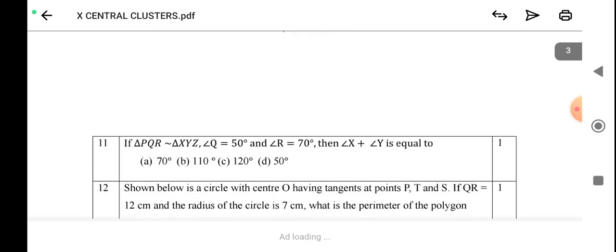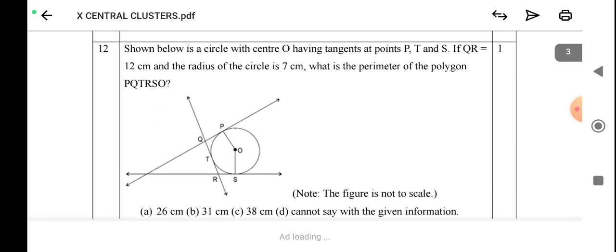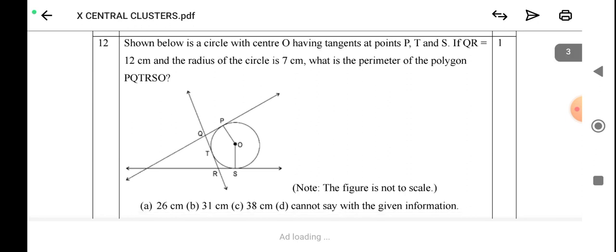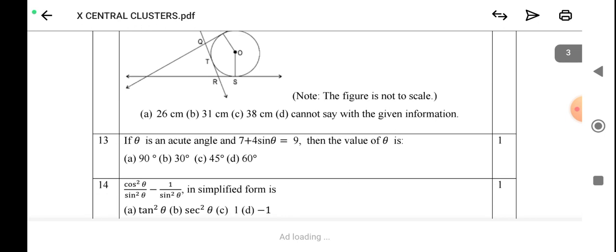Okay. Now go for 11th question. Triangles. Easy. Similar triangles are given and they are asking angle x plus angle y. Then 12th question is circles, children. This is a somewhat extra question. Think and do. Figure is not to scale, in the sense you can't measure the figure, and take this as centimeter only OP, this centimeter only OS like that. You can't take it like that.